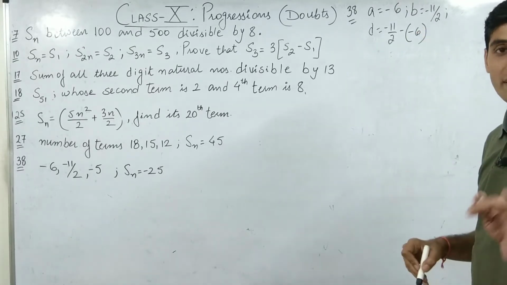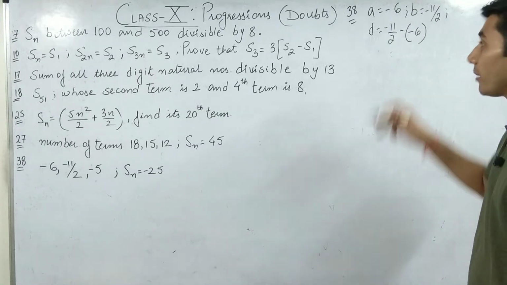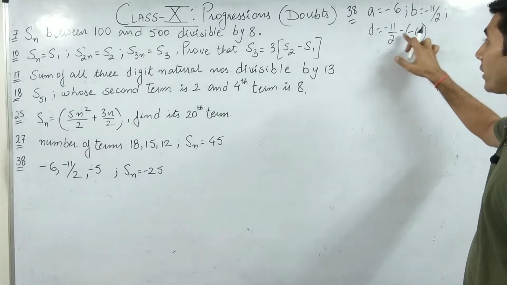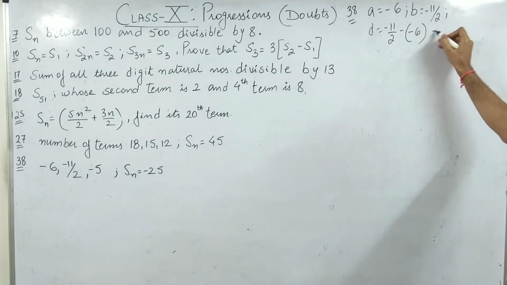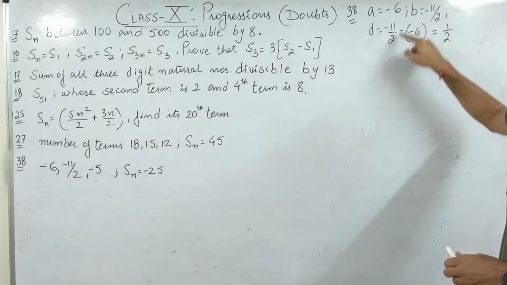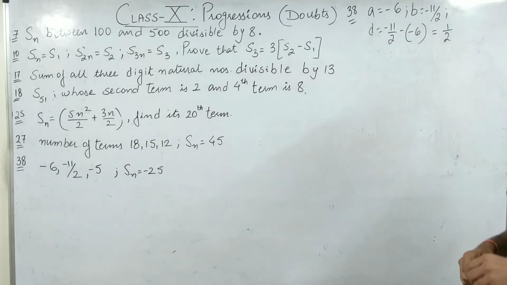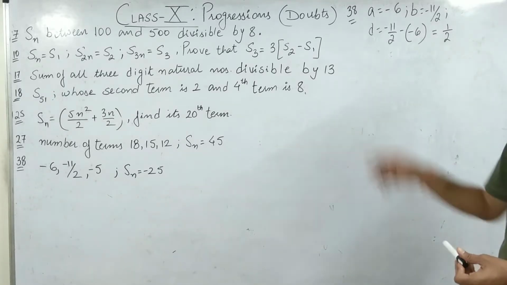Guys, now keep common sense in mind. Work out minus 11 by 2 in your head beforehand. It's a trick. Minus 11 by 2 is minus 5.5. Minus 5.5 plus 6, 6 minus 5.5 is going to be 0.5. That means it is going to be half. 0.5 means half. So the value of D has come. You don't need to do the LCM.